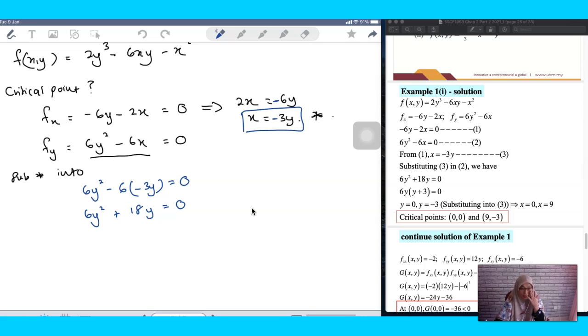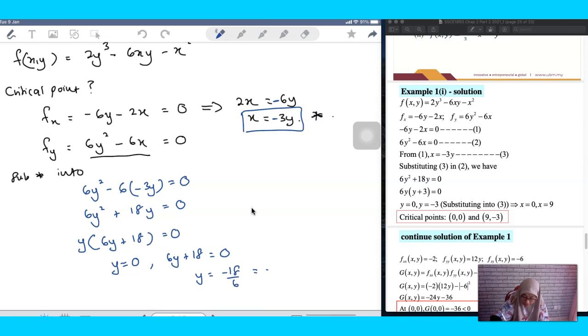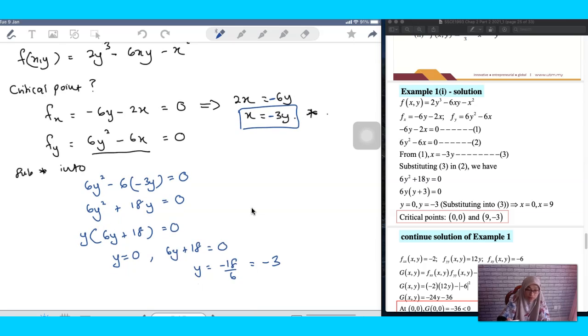Next we can solve for y. I know that some of you like to cancel, but you cannot just cancel out directly. You have to factorize first. So factorize the y, and you will get y times 6y plus 18. Then you can have y equal to 0 and 6y plus 18 equal to 0. Then y equals negative 18 over 6, which gives you minus 3. So you got two values of y.